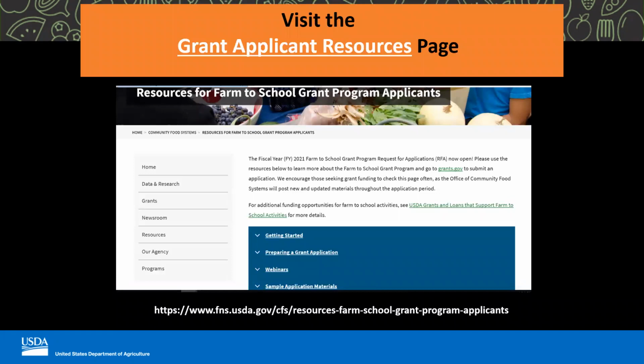Familiarize yourself with our grant applicant resources page. See the image of the resources page listed here. You can find some getting started guides, application templates, as well as the recordings of this webinar and the previous one, which will be available in the next week or so.